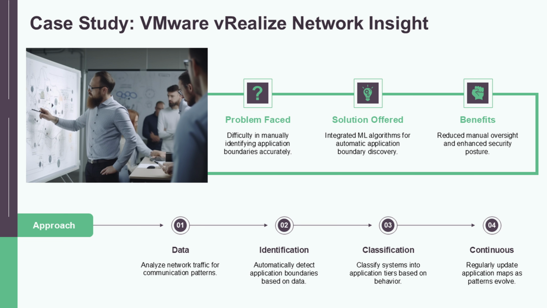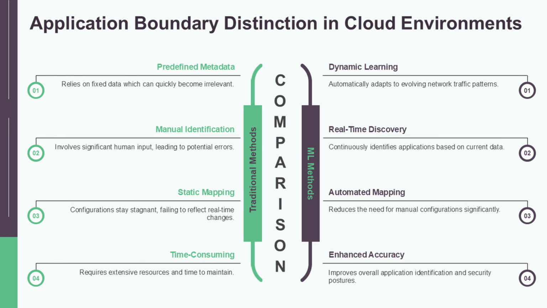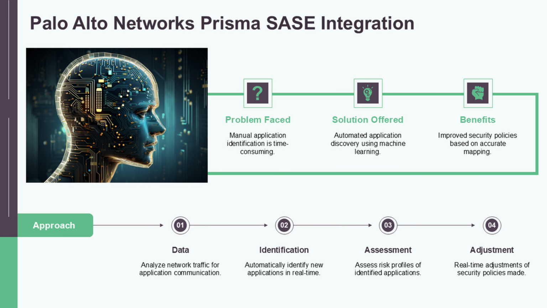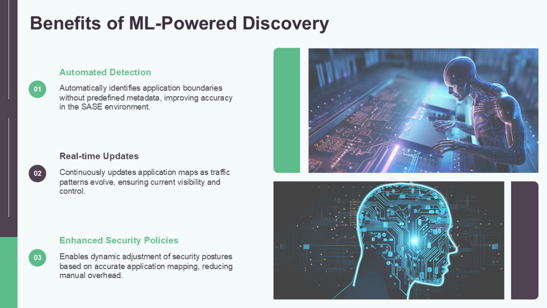For example, VMware's vRealize Network Insight Cloud utilizes machine learning to analyze network traffic from vSphere Distributed Switch or VMware NSX, automatically discovering application boundaries. The system can distinguish between dedicated applications and shared services, such as Active Directory or DNS, based on their communication patterns. Within each application boundary, the machine learning algorithms further classify systems into tiers, like web, application, and database, based on their network behavior and open ports.